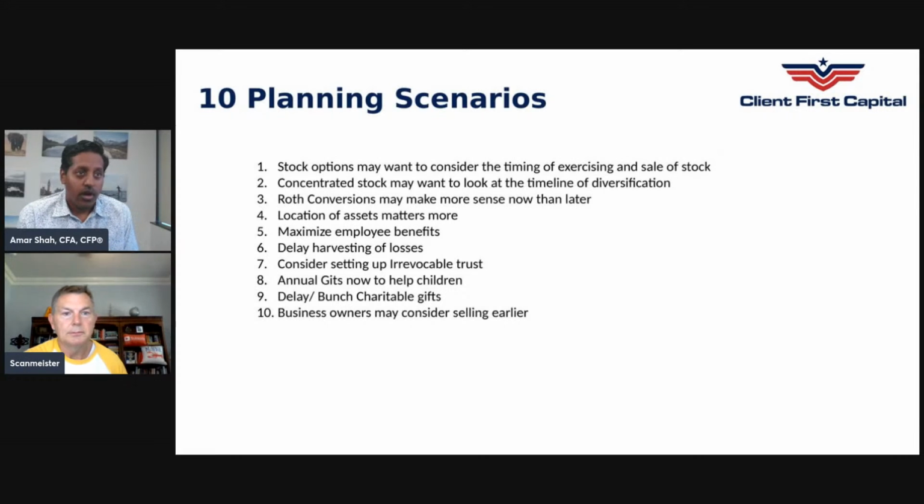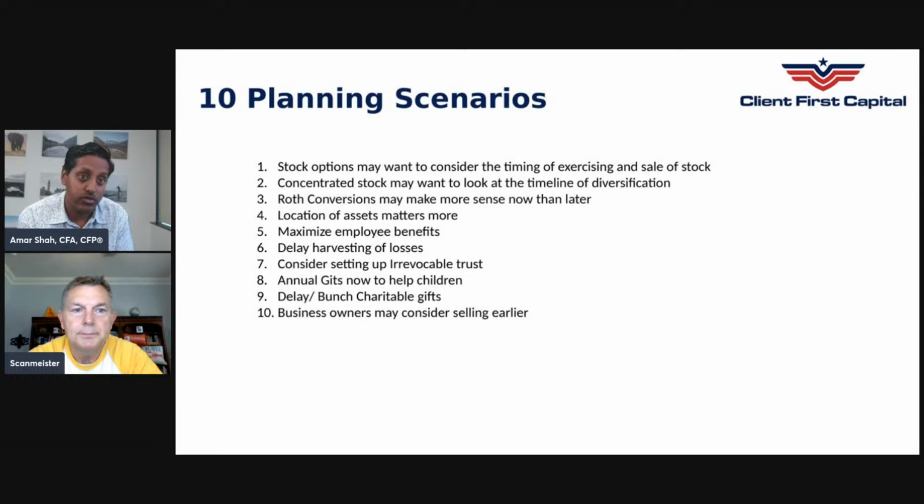So, obviously, maximize employee benefits to reduce your taxes as much as possible. Also use it for tax planning for the future. Remember, you can do pre-tax. You can maximize your pre-tax 401k, contribute to the after-tax, and convert that to a Roth.